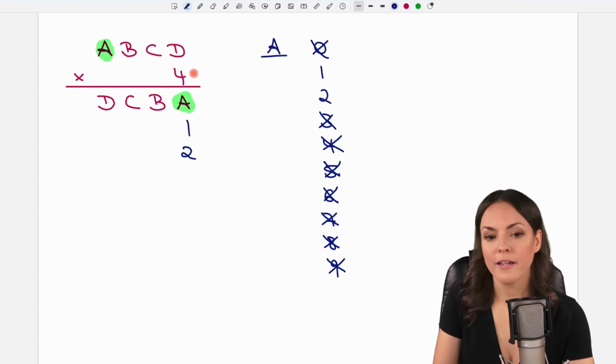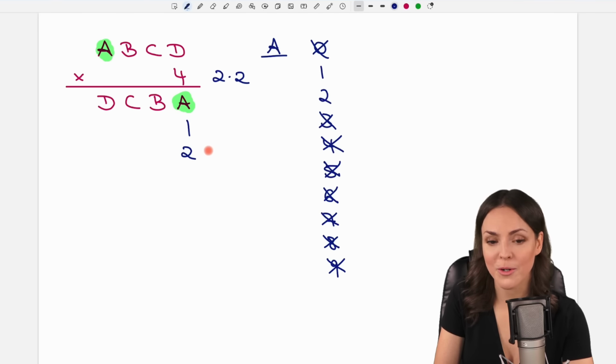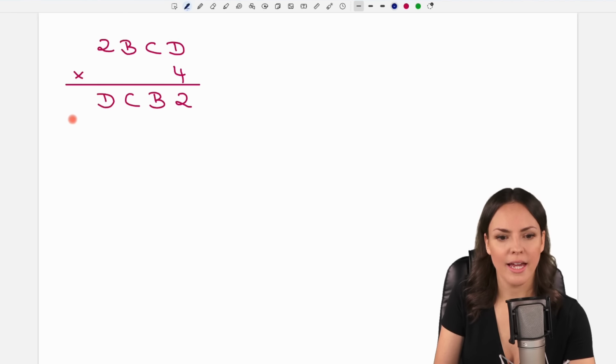Well, we multiply by 4. So 4 consists of 2 times 2. So we multiply a number by 2. So we know that the result is going to be an even number. So only the 2 will work, not the 1. And so we know that our A equals 2. I replace on the next page our A by 2 already, and we go from here.